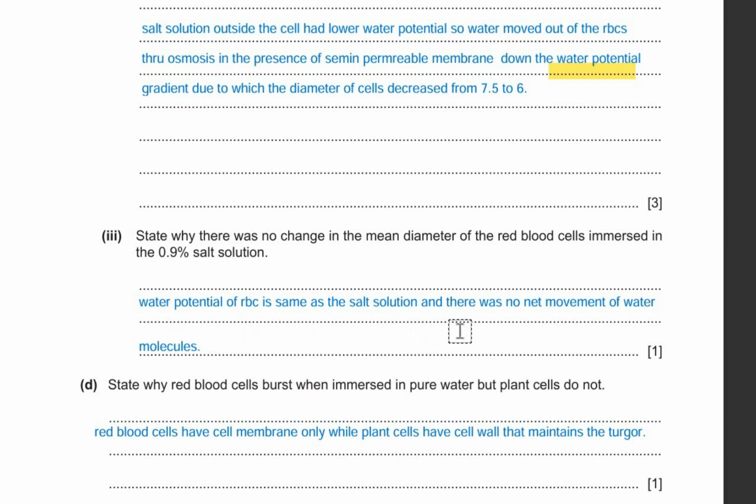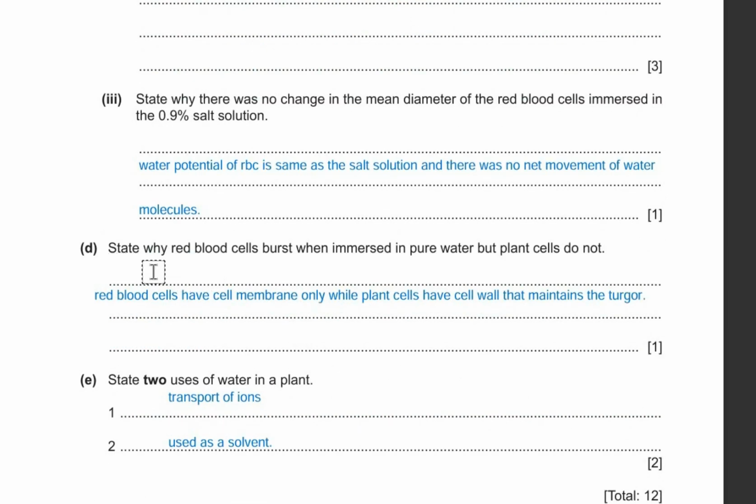The concentration of the red blood cell is the same as that of the salt solution, but there is no net movement of water molecules. Alright? Now, part D says state why red blood cells burst in pure water, but plant cells do not. We always know that plant cells have a cell wall outside the cell membrane, which helps them maintain their shape and turgor. So if kept in pure water, obviously the water potential of the water is very high. The water tends to move inside the cell by osmosis, right? So in animal cells, the cell membrane will burst, as compared to plant cells, in which the cell wall helps them maintain turgor. Alright? This is what I have written in this answer.